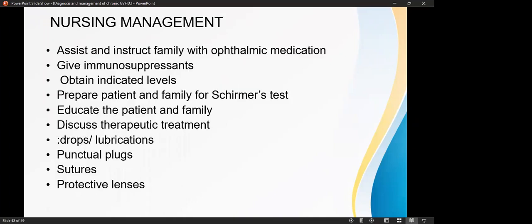Assist and instruct the family with the ophthalmic medication, give the immunosuppressant, obtain indicated levels, prepare the patient and family for the Schirmer test, educate the patient and family, discuss therapeutic treatment, and drops and lubricants, punctal plugs and sutures, protective lenses.